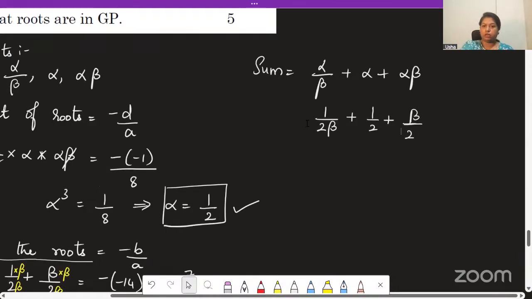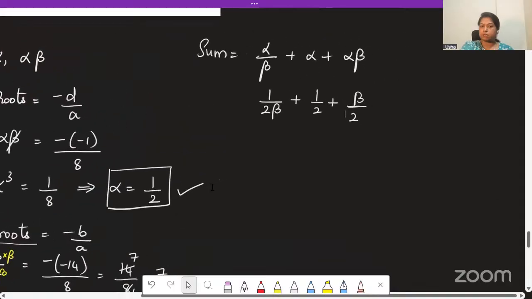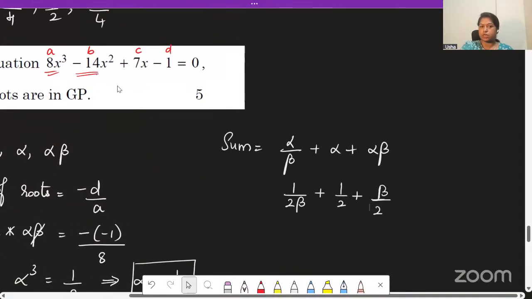So this is your left hand side. Right hand side is minus b by a. I have substituted this, minus b by a. B is already minus 14, so we'll get plus 14 by 8.